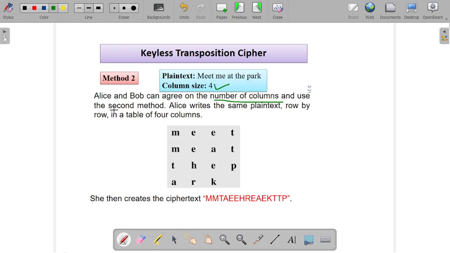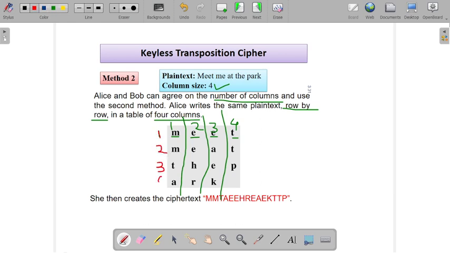In that method, we have to write the same plaintext message row by row. And whenever we are writing that message, we are using these 4 columns. So there are a total of 4 columns. This is the first one, this is the second one, this is the third, and this one is fourth. And how are we writing these characters? First of all, this M, then E, and then T. Once all 4 columns are completed, then we have to go to the second row. It is row number 1, row number 2, row number 3, and row number 4.